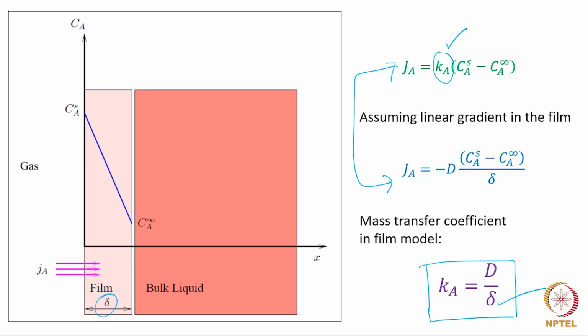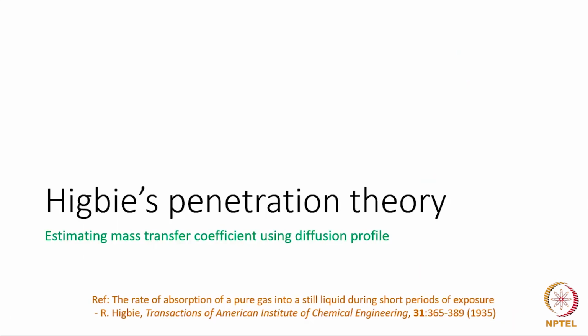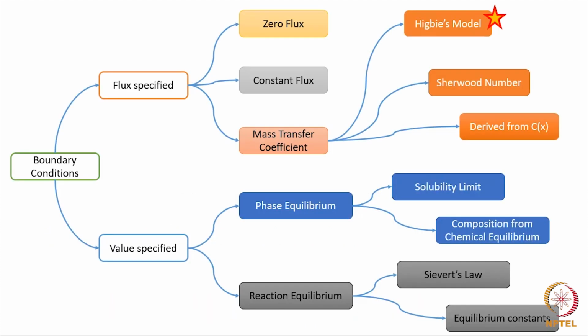Unfortunately, we do not have a very easy way of measuring what this delta is, and therefore the uncertainty in delta will transfer onto the uncertainties in the mass transfer coefficient as well. So this has been improved by Higbee in the paper in 1935, where the estimation of the mass transfer coefficient was done using the diffusion profile. And in the concept map that we have discussed, basically we are saying that we are here, where Higbee's model is being used for the mass transfer coefficient.